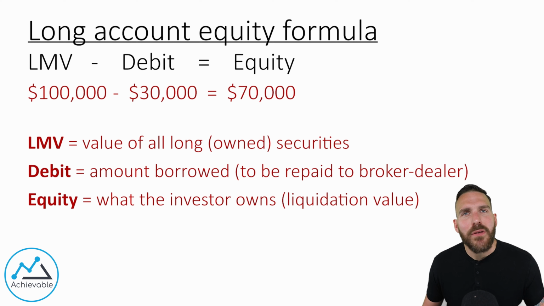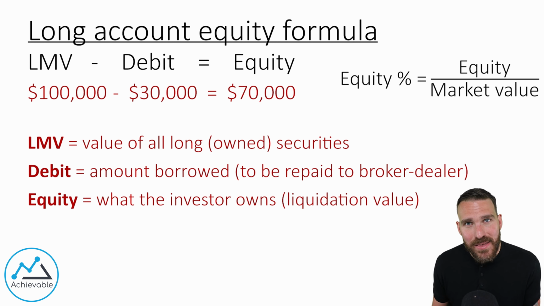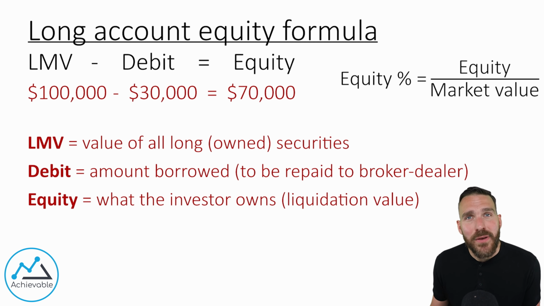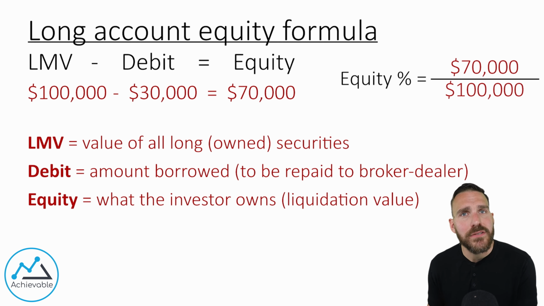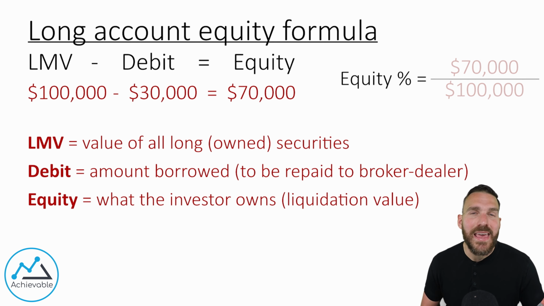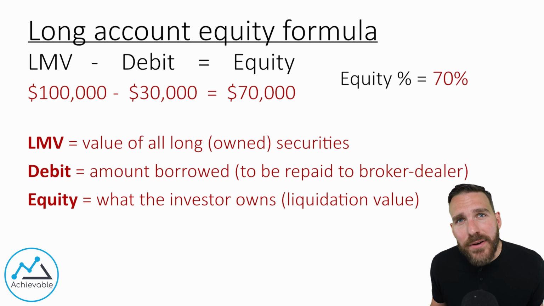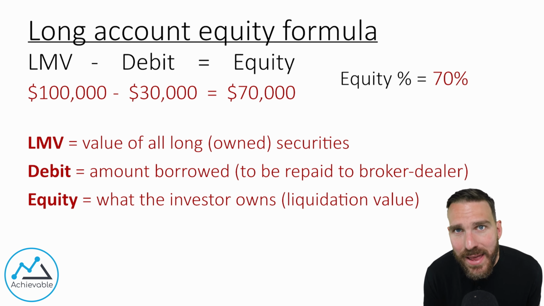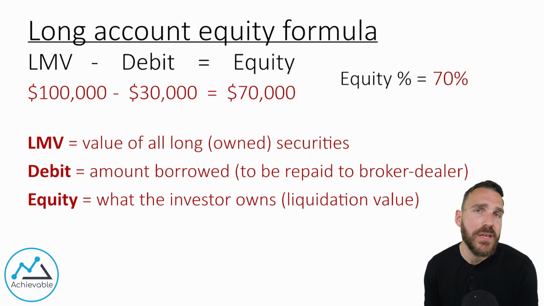You can even calculate what we would consider the equity level in a customer's account by taking the equity and dividing it by the long market value. In this example, if the investor has a $70,000 equity and a $100,000 LMV, that means that they have a 70% equity level. Regulation T requires investors to initially establish a position with at least a 50% equity level, and this account is well above that mark. They own 70% of the account.